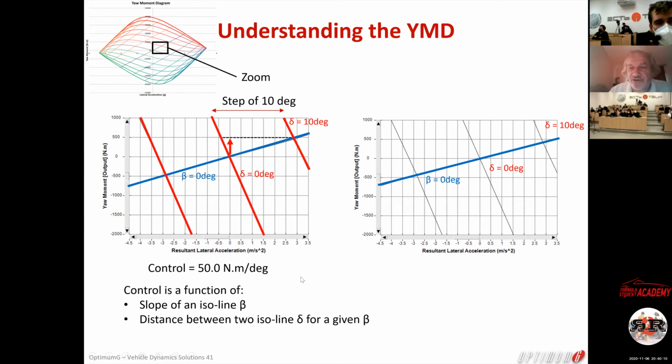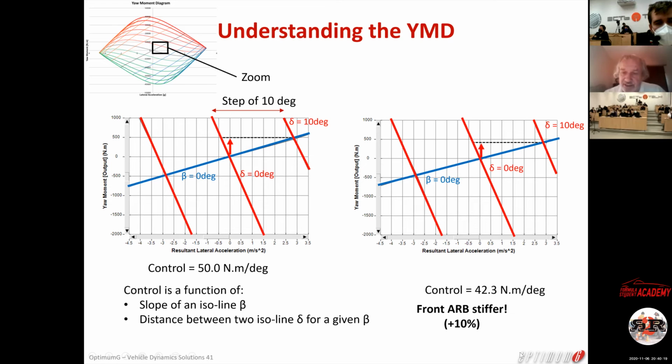Okay. So let's change something on the car. And if I change something on the car, I'm going to have a different yaw moment. For example, I put a stiffer front anti-roll bar here, 10% stiffer, and you see that my control went from, how much is it? From 50 to 42.3. So you start to understand the advantage here, because now you're going to be able to do parametric studies: how much is the anti-roll bar changing the balance, the grip, and the control.